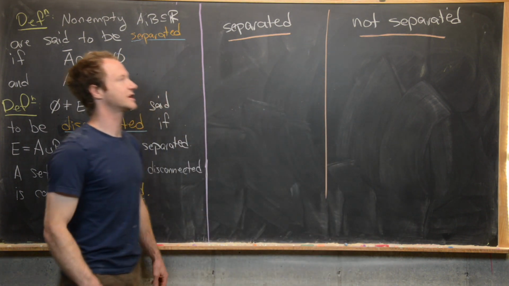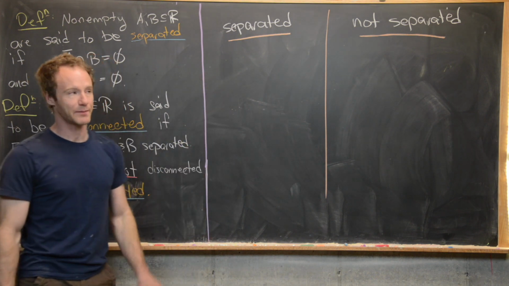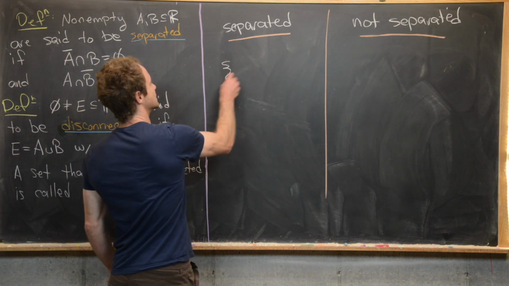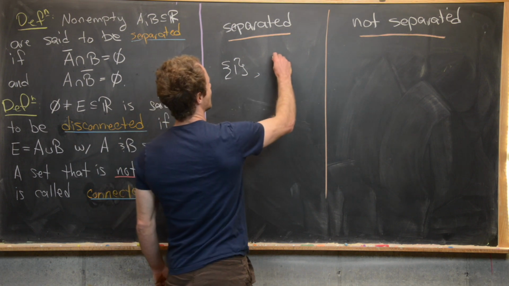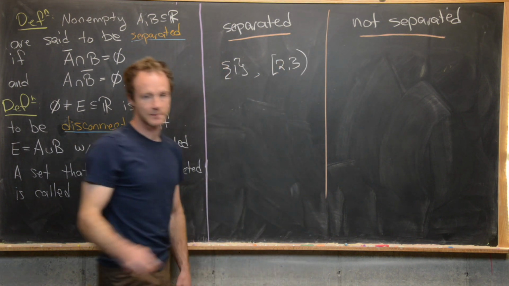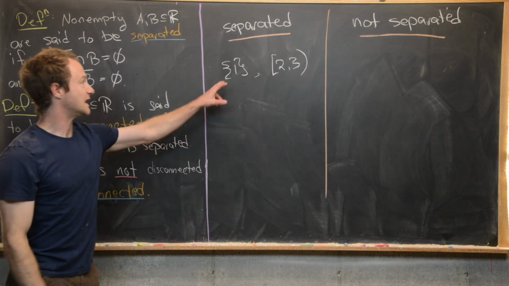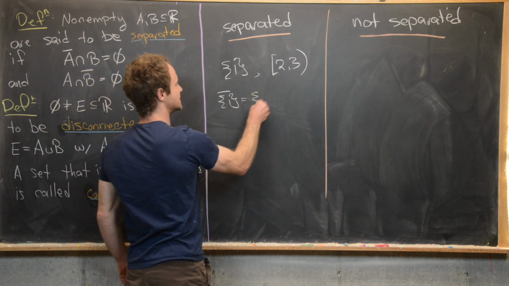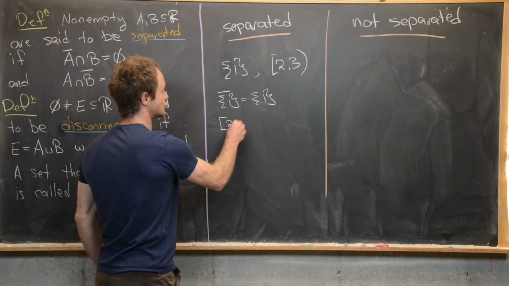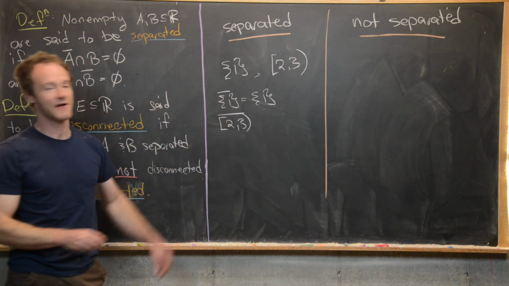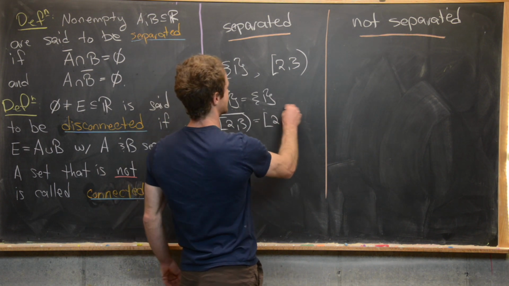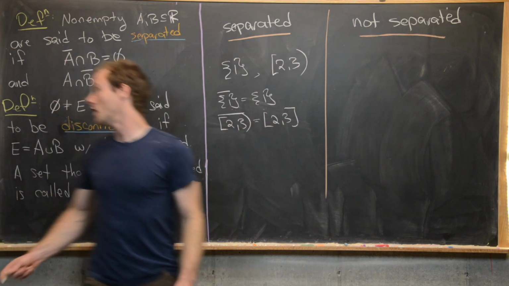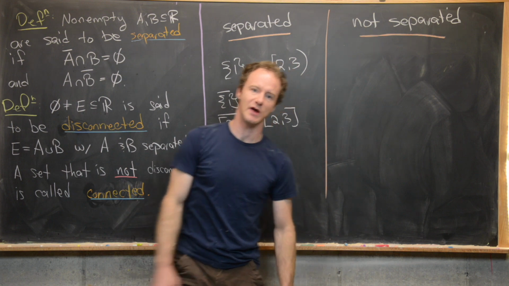Great. So first I want to look at some examples of separated sets and then sets that are not separated. Let's first look at separated sets. We could look at the singleton 1 and the interval (2, 3]. Those are separated from each other because the closure of the singleton 1 is just {1}, and the closure of the half open interval (2, 3] is the completely closed interval [2, 3]. Notice there's no overlap, which gives us a separation as described above.